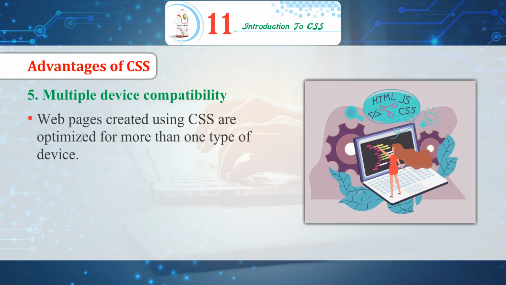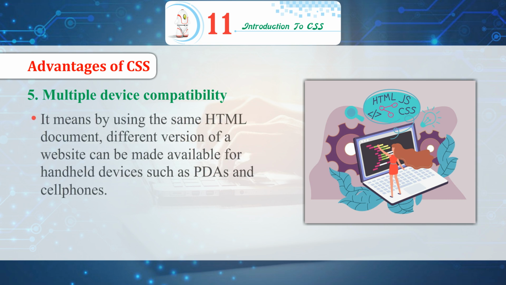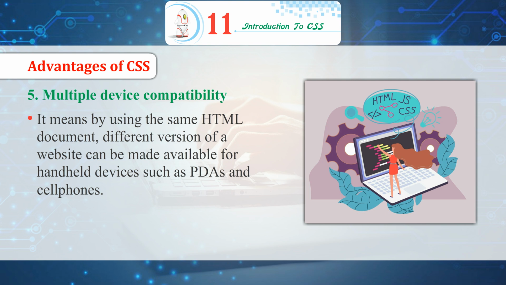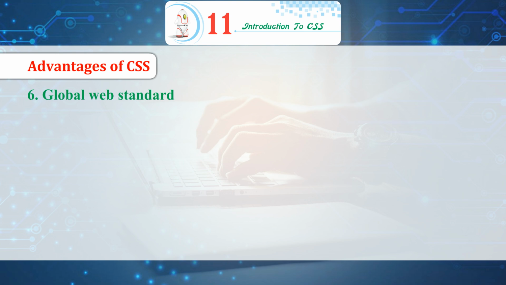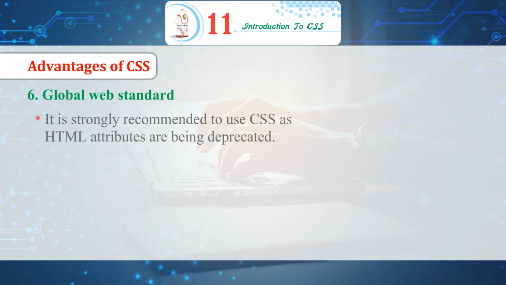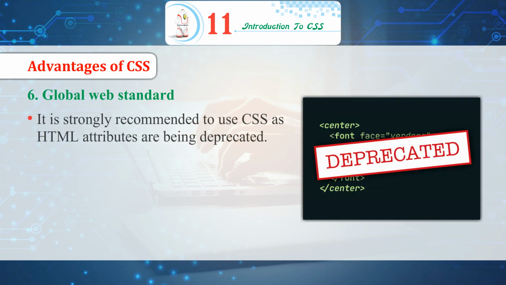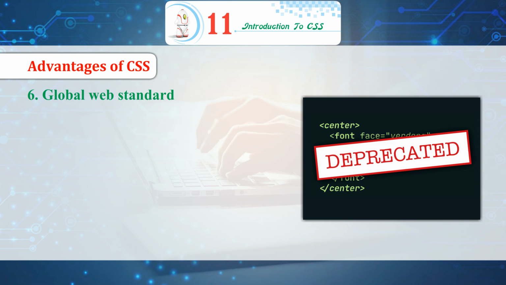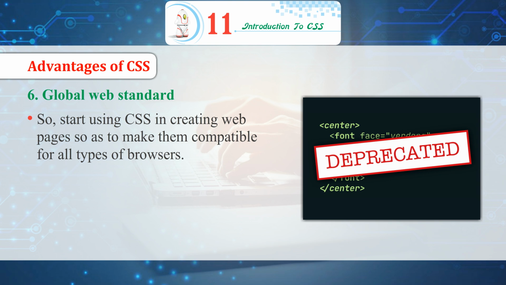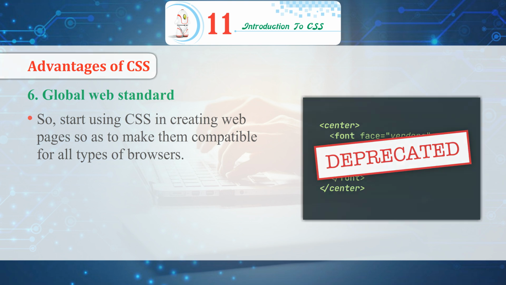5. Multiple device compatibility. Web pages created using CSS are optimized for more than one type of device. It means by using the same HTML document, different versions of a website can be made available for handheld devices such as PDAs and cell phones. 6. Global Web Standard. It is strongly recommended to use CSS as HTML attributes are being deprecated. So, start using CSS in creating web pages so as to make them compatible for all types of browsers.